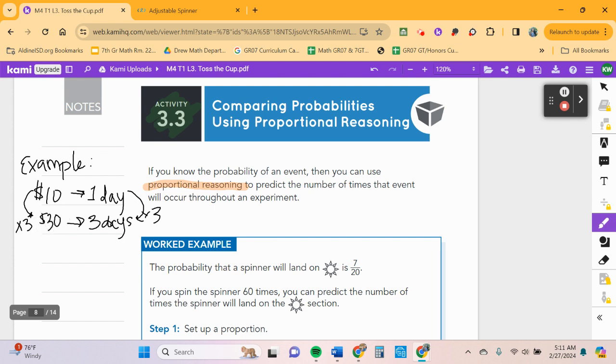And this also can be set up as a proportion. So $10 to one day, or 10 over 1, would be equal to $30 to 3 days, or 30 over 3. You do not have to copy this down, but that is just a quick real world example to explain what proportional reasoning is. So that's what we're going to be doing in this activity today.